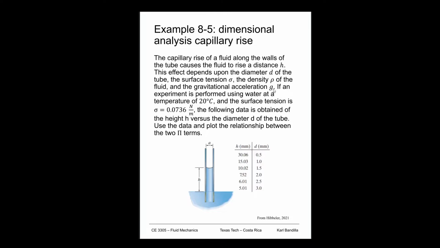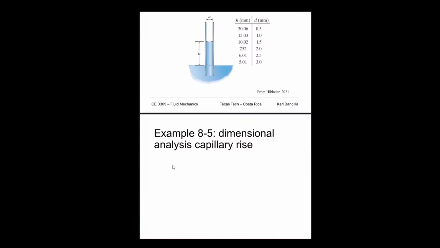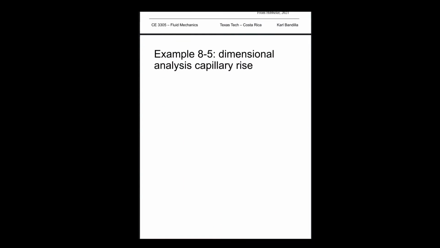And we're asked to find out what the relationship between these parameters is, and then we're supposed to plot the relationship between the two pi terms that we get. But let's start with our variables, right? So we'd have f of h and d and sigma and rho and g, that is equal to 0. So that means we have 1, 2, 3, 4, 5 variables, which means that n is equal to 5.